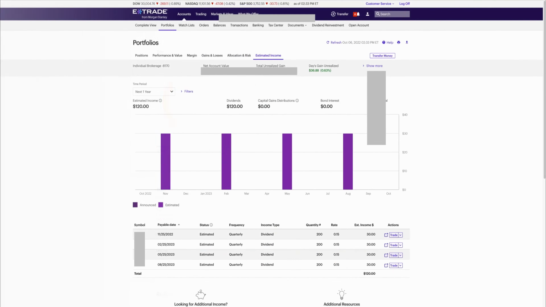The last tab of the portfolio is the estimated income, which estimates how much money you will be making by dividends in the next weeks, months, or years. As you can see, the stock IO pays dividends and the estimate is 15 cents per stock, so $30 per quarter if the stock continues to pay that amount.